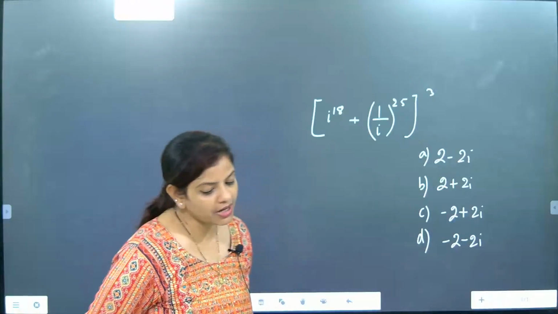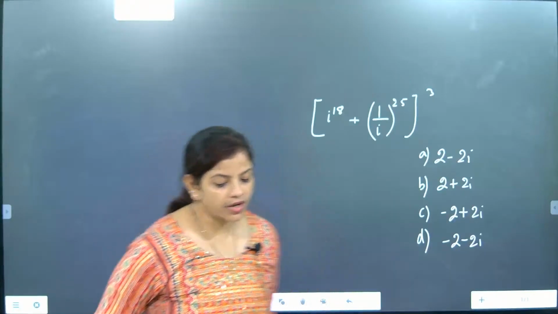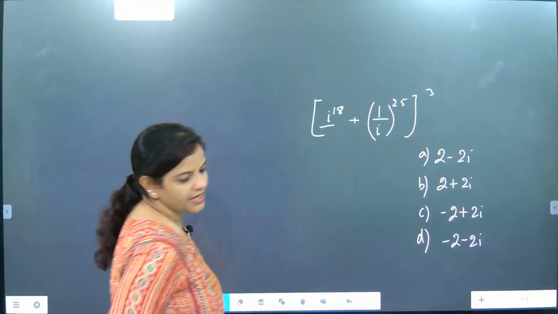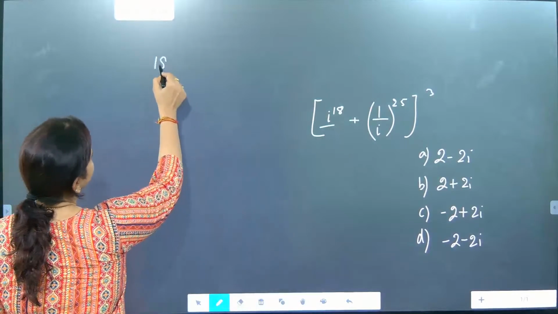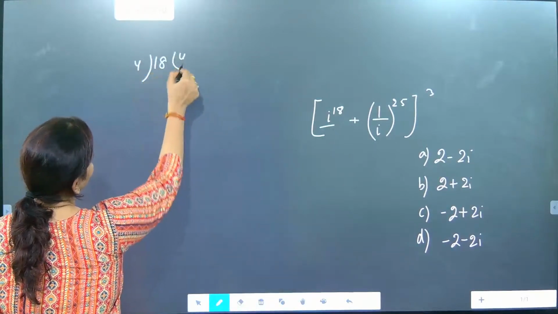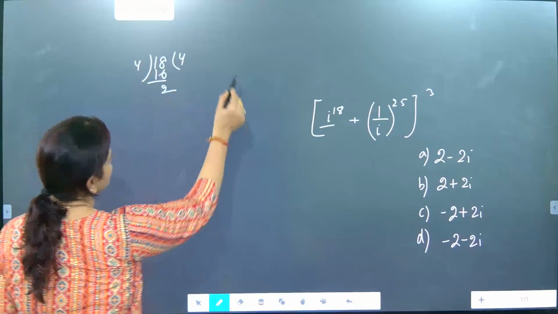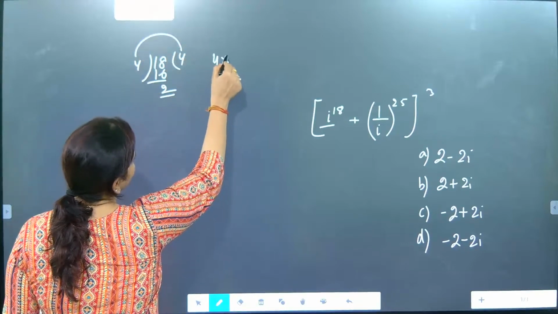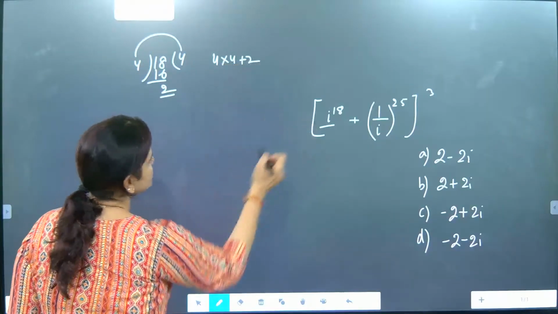Super, your answer is minus 2 minus 2y. Okay, now let's check this one out, beta. Simple technique: i to the power 18. I told you one simple trick: 18 divided by 4. 4 fours are 16, what is left is 2. So dividend equals divisor into quotient plus remainder, so 4 into 4 plus 2. Like this we will write.